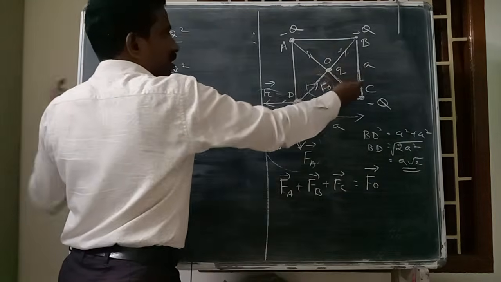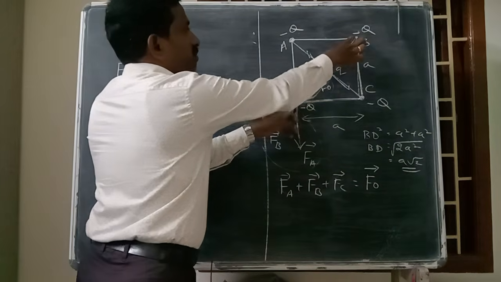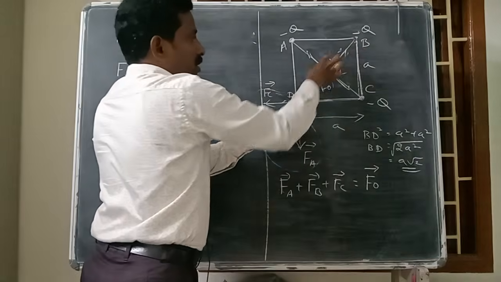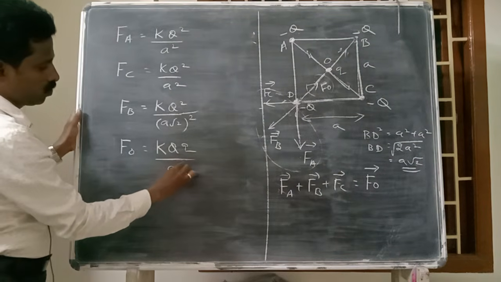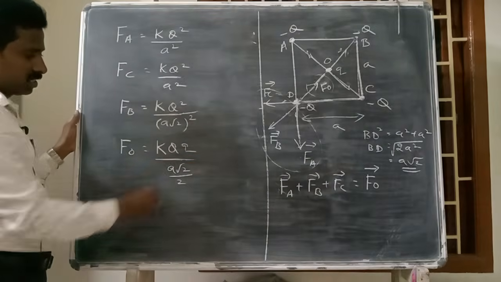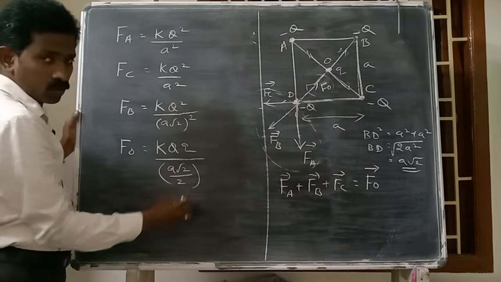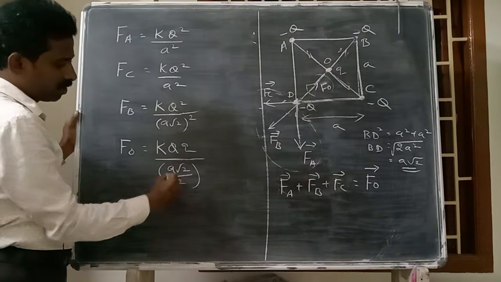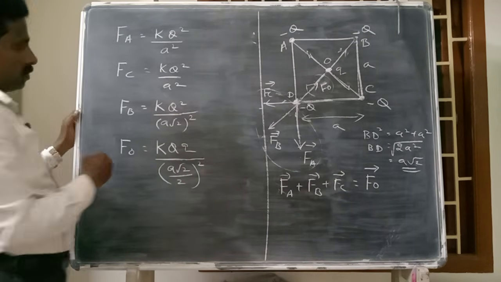What is the distance? This distance is a root 2. So this is half of this distance, half of a root 2, so a root 2 by 2. This is r, the distance between these two charges. So by Coulomb's inverse square law, r squared should come. So square. So what is the value?